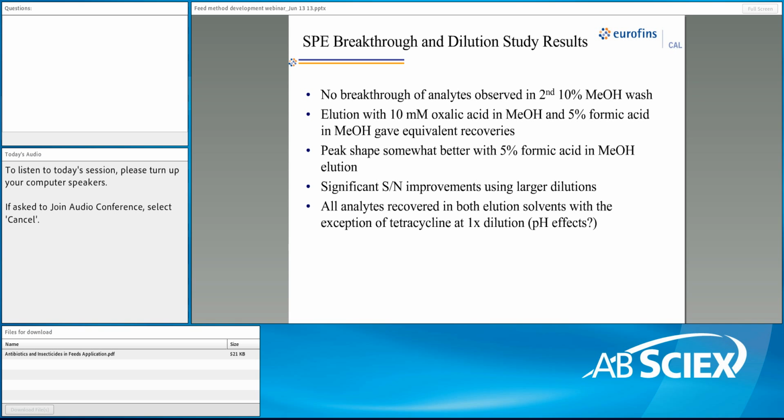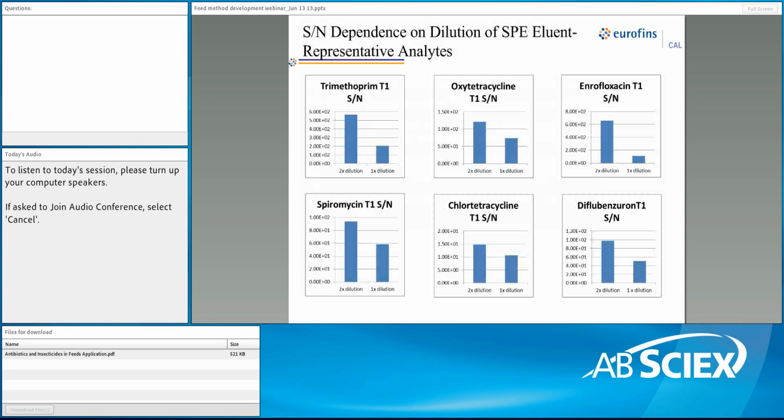Another interesting thing that we found here is that we had some significant signal-to-noise improvements using larger dilution factors. Even though our absolute peak area was lower, our noise dropped out faster, and so, due to the sensitivity of the 5500, we were able to basically reduce our limits of detection and limits of quantitation by using a larger dilution factor at the end. And we were able to recover all of our analytes with the exception of tetracycline at the 1x dilution, and we suspect that might be due to pH effects, and that diluting those down helped with that.